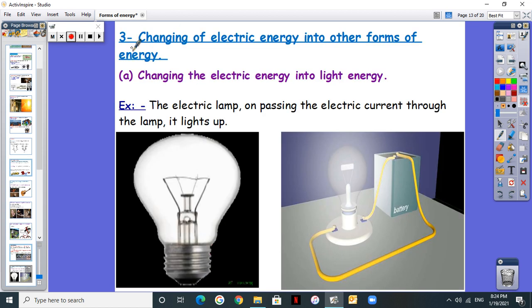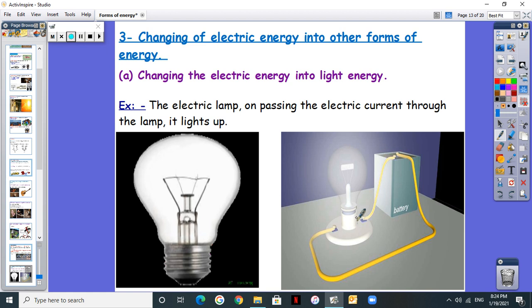Number three, changing of electric energy into other forms of energy. Electric energy can change into other forms of energy. Like what? Letter A, changing the electric energy into light energy. Look at this picture. This is the electric lamp. On passing the electric current, the lamp lights up.